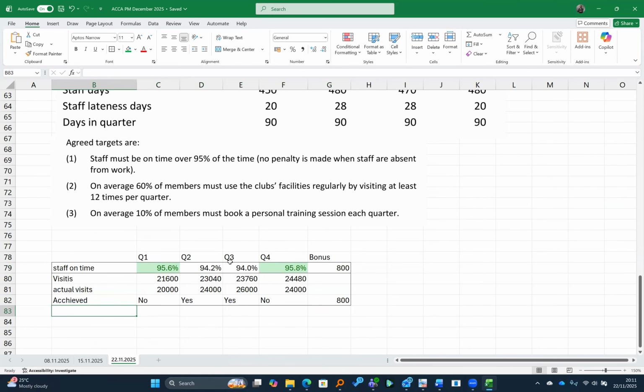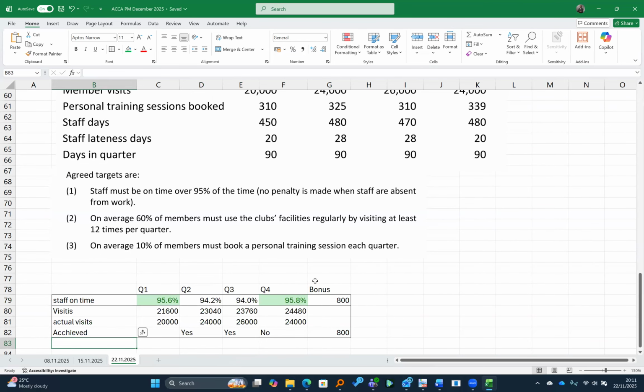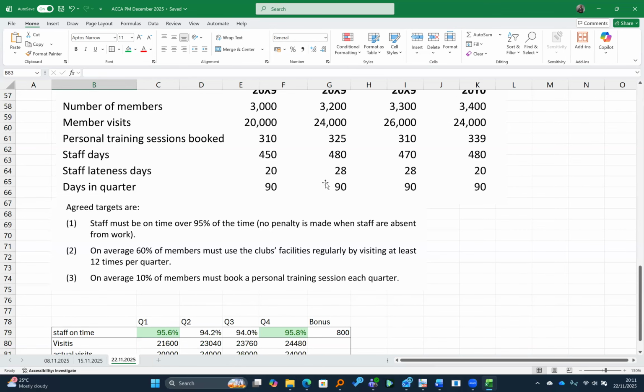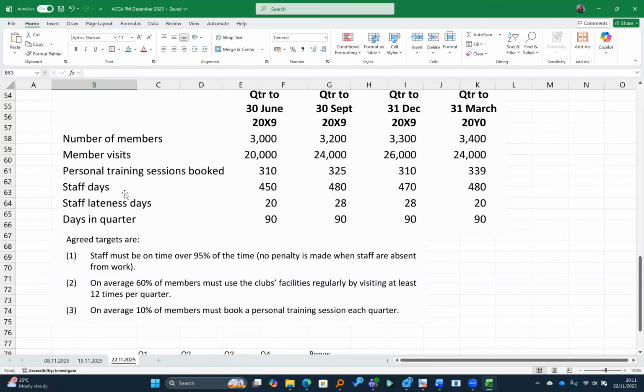Now we have finished the second one. Now we go to the third one. Personal training sessions each quarter. On average, 10% of members must book a personal training session each quarter. So that one also you can do the same way we have just done, because the actual training sessions, they are here.